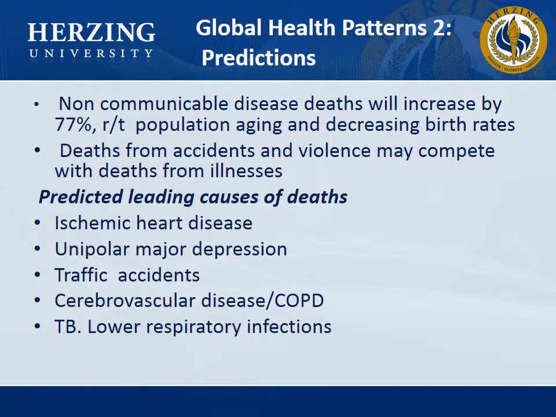Predictions related to global health patterns. Non-communicable disease deaths will increase by 77% related to population aging and decreasing birth rates. Deaths from accidents and violence may compete with deaths from illness. The predicted leading causes of death globally are ischemic heart disease, unipolar major depression, traffic accidents, cerebrovascular disease and COPD, and tuberculosis or lower respiratory infections.